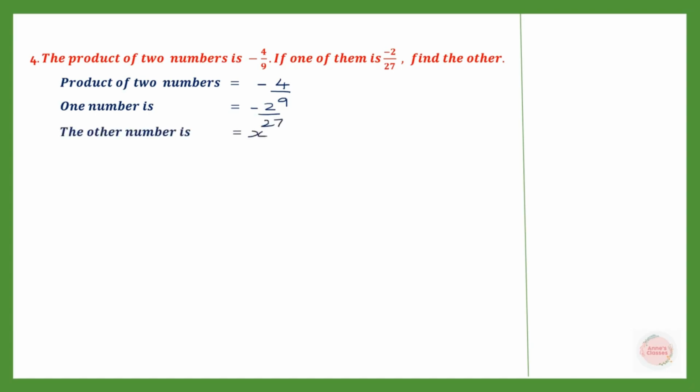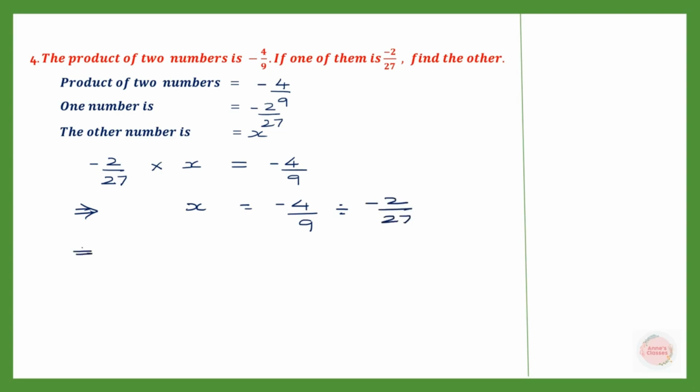Let's consider that number to be x. That means take that first number given, minus 2 by 27. This is one number. When we multiply this by the other number which we don't know and we're calling it x, the answer that we get is minus 4 by 9. Now to find the value of x, this is like solving an equation. X is equal to minus 4 by 9. Now we'll transpose minus 2 by 27 to the other side. Because it's multiplication here, when it goes to the other side, it becomes division. So this is divided by minus 2 by 27.